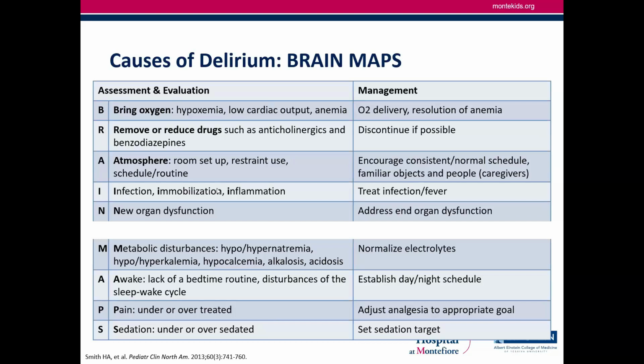The infection part that we talked about, treating that infection, looking at any new organ dysfunction that is developing or worsening and addressing that. Again, any changes in metabolic disturbances, so normalizing our electrolytes, that sleep-wake cycle that might be altered, and establishing a day-night routine. And then lastly, any pain or sedation that is under or overtreated. So setting a sedation target, using our validated scoring tools, and then optimizing their pain control to make sure that their pain is properly treated as well.